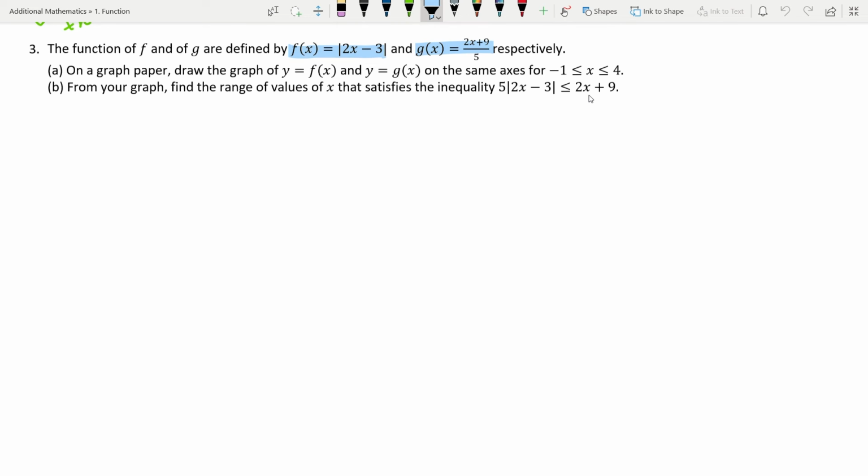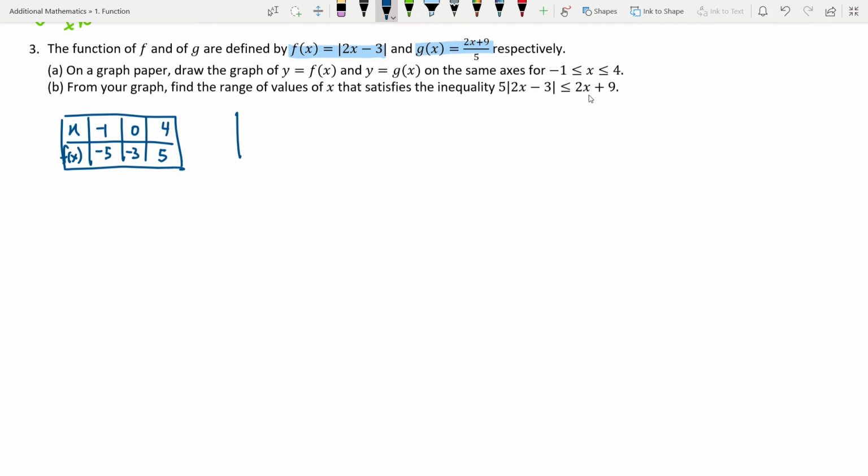Let's prepare a table for f(x). This table is for the value without the modulus, -1, 4, and we need the intercept as well. When x is -1, f(x) will be -5. When x is 0, f(x) is -3. When x is 4, f(x) will be 5.